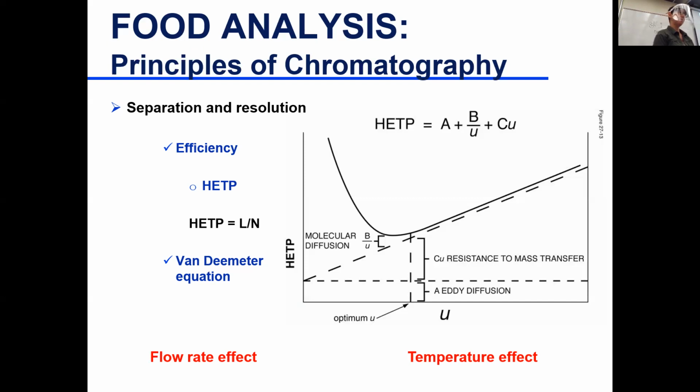So the HETP is basically the overall measure of efficiency. Yes, exactly. And it has to do with the height of a theoretical plate. So the smaller the height, the better the efficiency of the column, the narrower is your band.